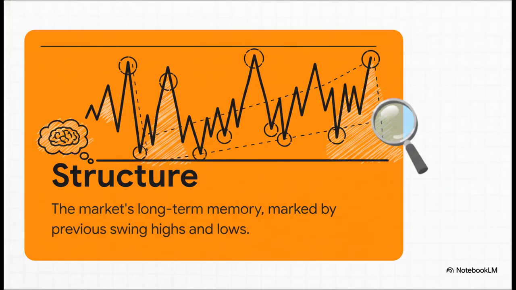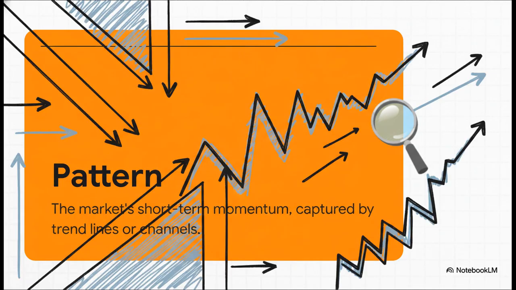So, first up is structure. The best way to think about this is as the market's long-term memory. It's defined by the most obvious significant turning points in the past. We're talking major swing highs and swing lows. These are the historical price levels that literally everyone is watching, the levels the market remembers. And then we've got pattern.